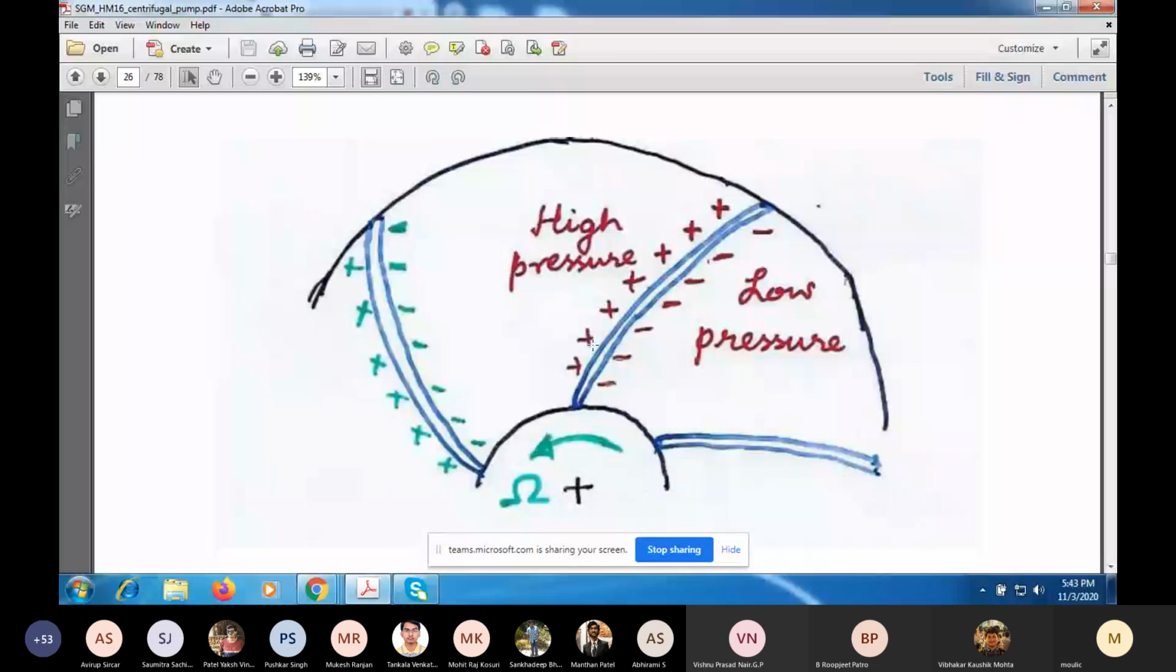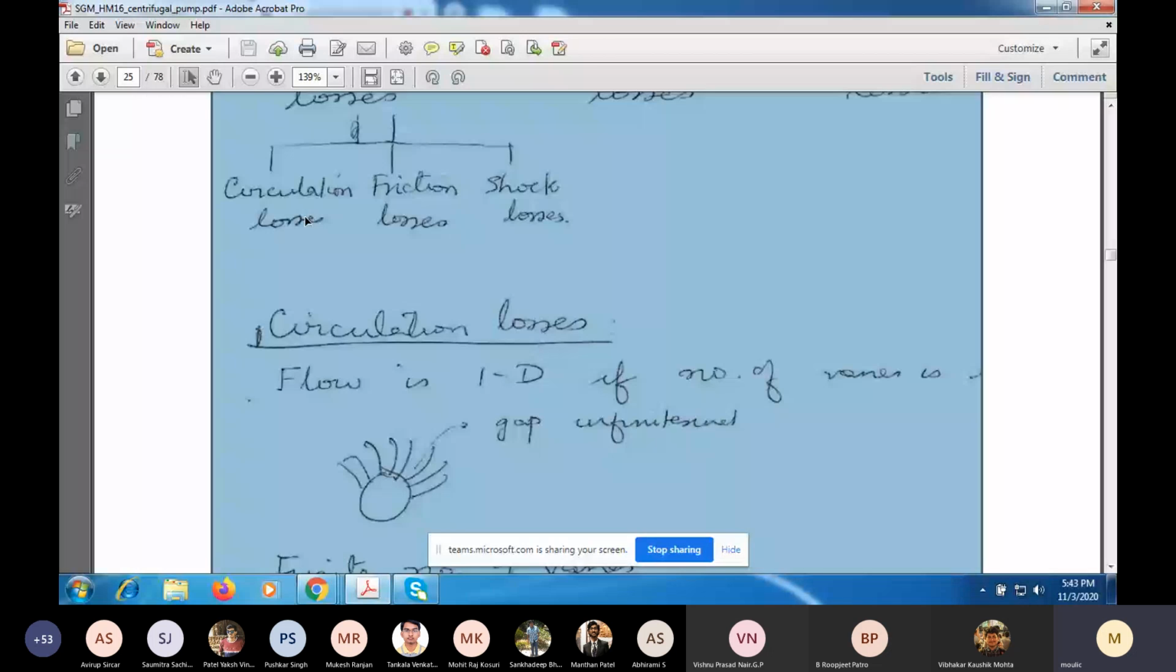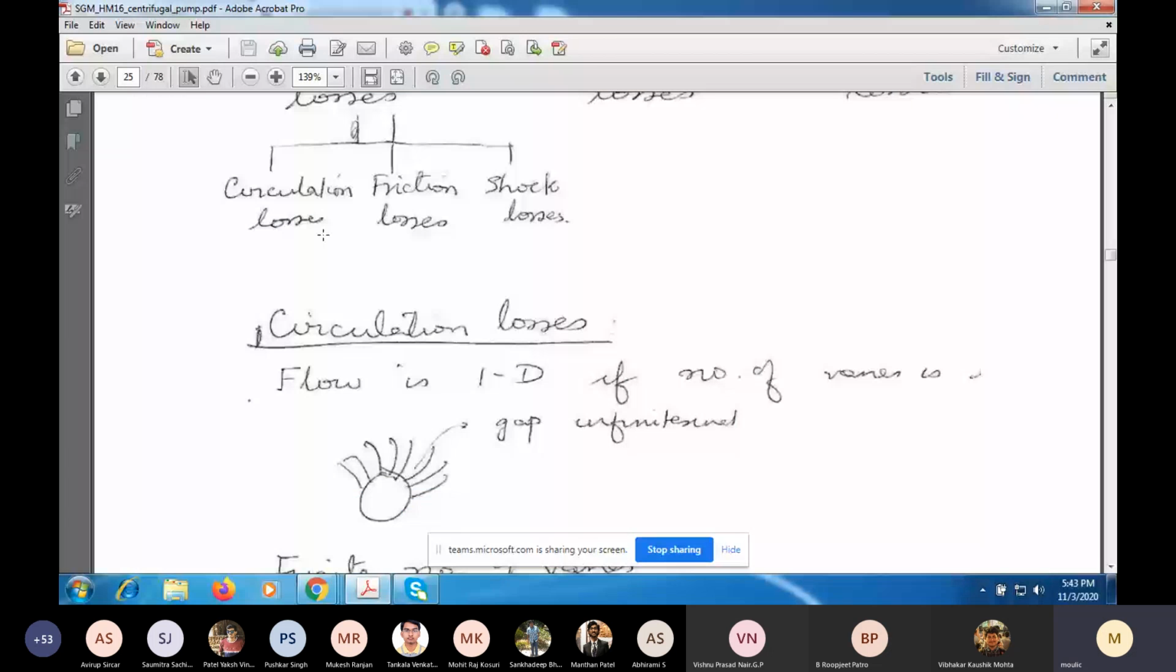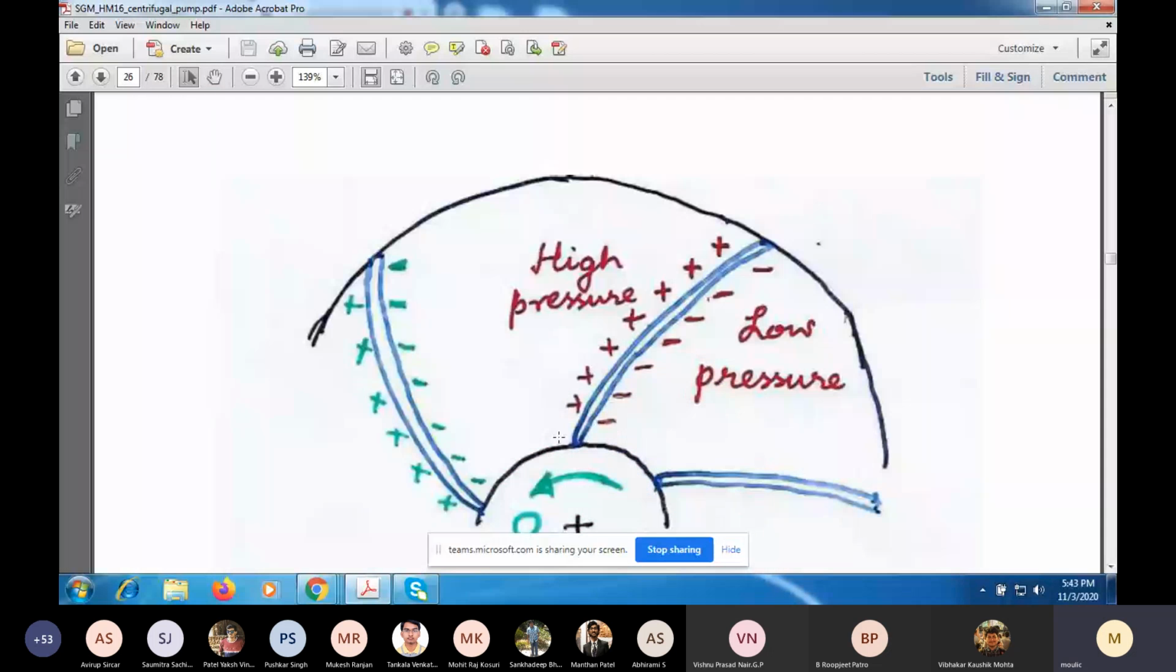This is what we call circulation losses. This can be predicted using a more sophisticated inviscid analysis. And of course, there will be friction losses because there will be drag on the blades.